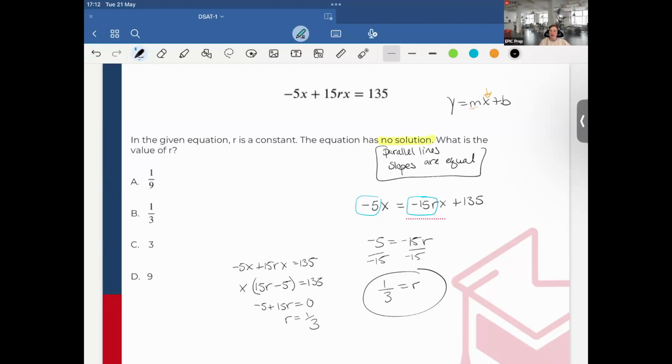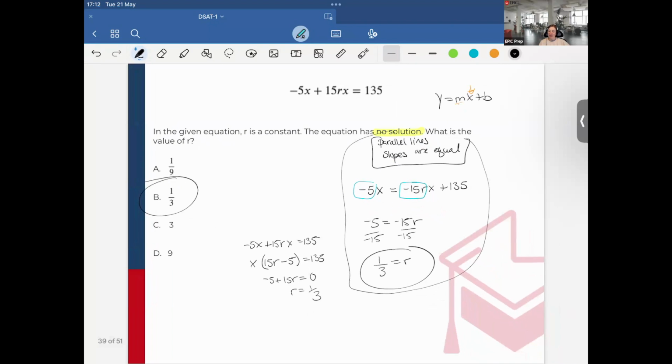So same thing. Basically, if I went in and plugged in 1/3 for r, it would tell me that 0 is equal to 135. That's impossible. That's a non-solution. Personally, I prefer this way, and that's the answer.